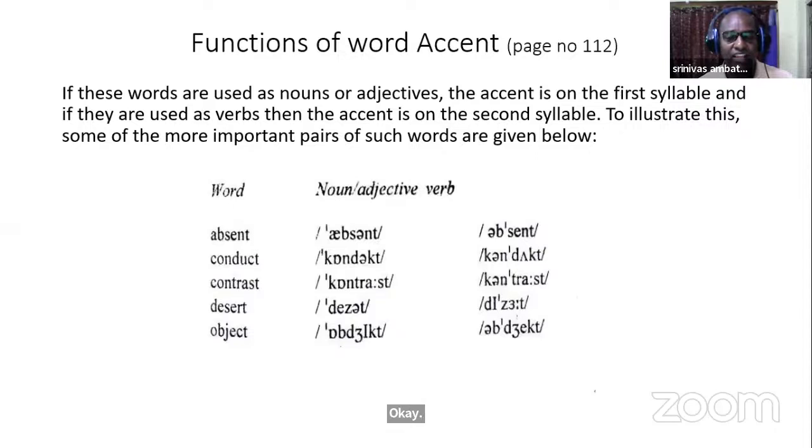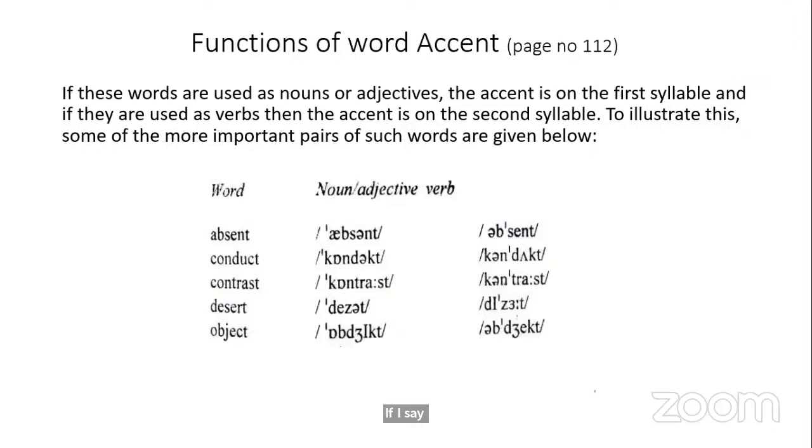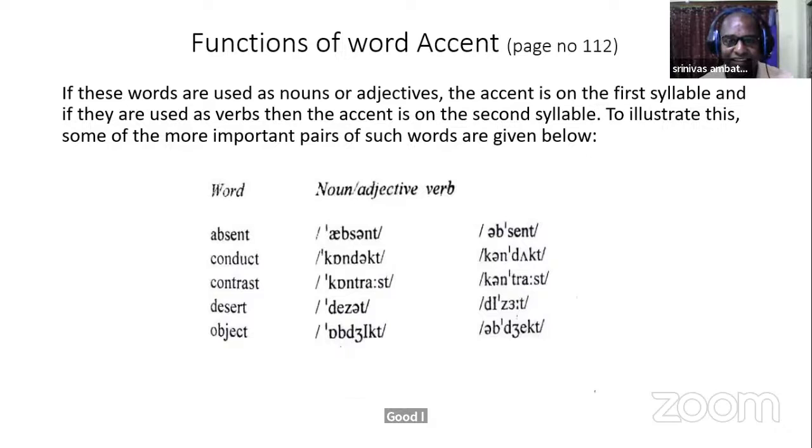If it is a verb, if I say, is Sharma sir there? You'll say, Sharma sir is absent. Hello? Sir, good evening, sir. I have a doubt, I'll say absent. Then you will say, yes, sir, he is absent today. Next word.